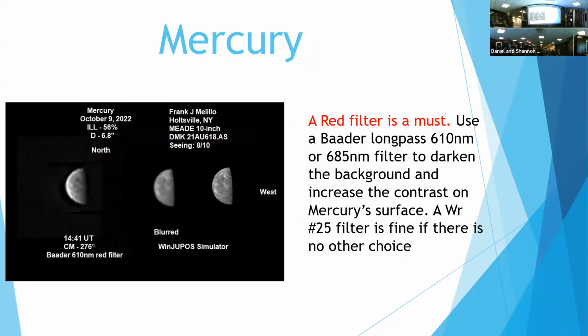Here's another shot. Of course, I stressed before, it's the 610 nanometer red filter that I use. Any kind of red filter, you don't have to use the one I'm using, but any red long pass filter will do the job. Like I use the long pass 610 or even 685. The 685 nanometer is a little denser, so that means you have to increase the exposure a little bit more to darken the background and increase the contrast on Mercury's surface. A Wratten 25 filter is fine if there's no other choice.